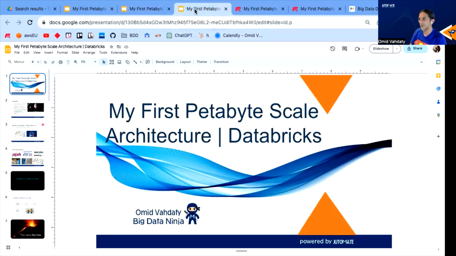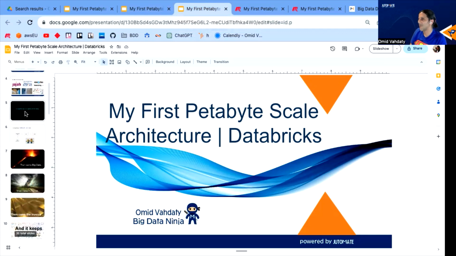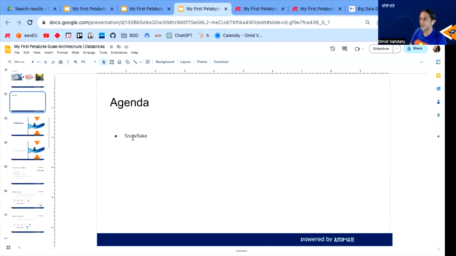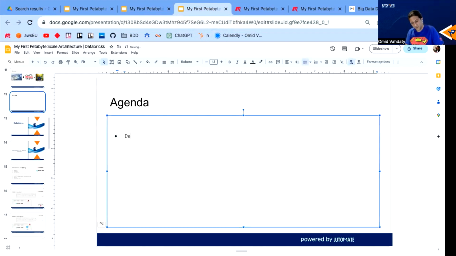Switching to Databricks. So Databricks, given our use case of 1 petabyte of data and 10 analysts querying the data, considering Databricks is not a bad choice. It's even a really good one.